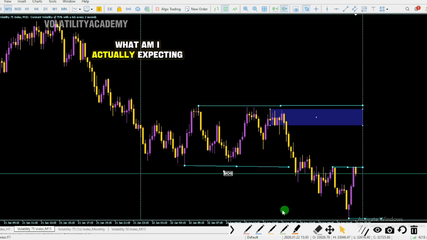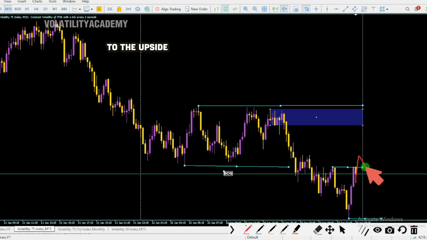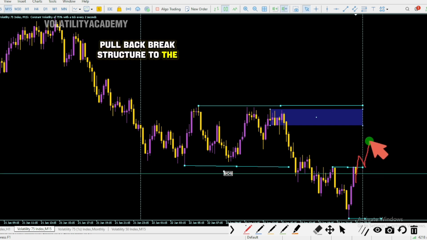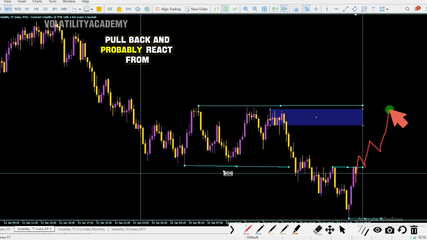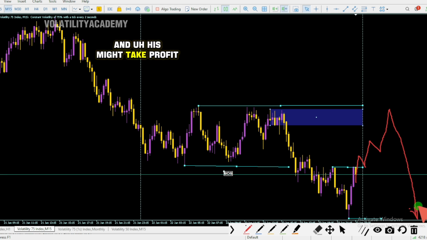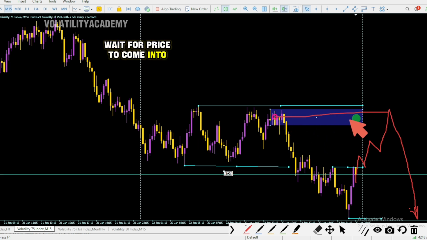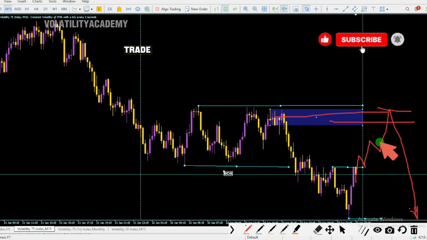What am I actually expecting? I'm expecting market to break structure to the upside, pull back, break structure to the upside, pull back, and probably react from this zone right here and hit my take profit. But then we don't actually focus on predicting the market. What we simply do in the market is to do our analysis, wait for price to come into the zone, and we look for our entry criteria. If we find our entry criteria, then we can take the sell trade.